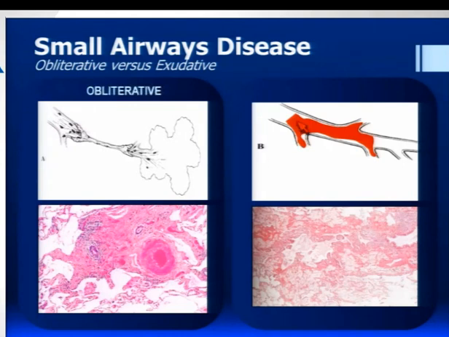By contrast, in this other category of small airway disease, what you get is filling of the small airway with inflammation, and then inflammation around the wall of that airway. And that's shown here.